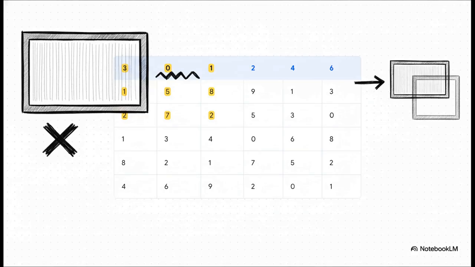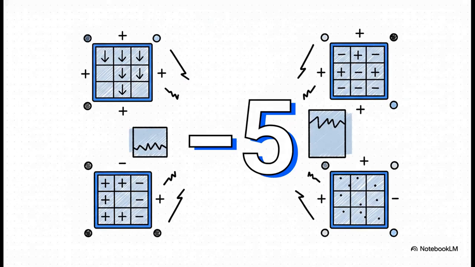First step, we take our little filter and we lay it right on top of that top left corner of the image, covering those first 9 pixels. And now for the math part. We just multiply each number in the filter by the pixel right under it. Add them all up, and boom, we get -5. That number becomes the very first pixel in our new transformed image.